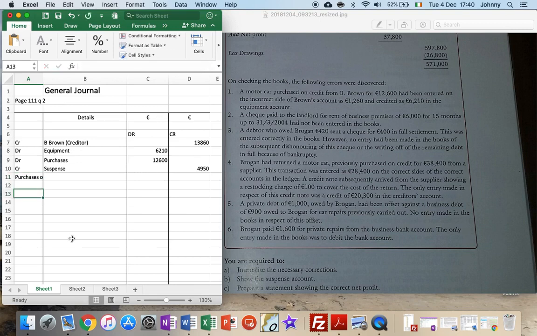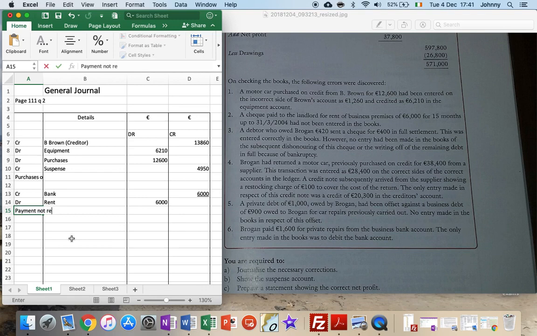Next one. Check paid to a landlord for rent of business premise, 6 grand, 15 months, had not been entered in the books. So that was not entered, so I wrote a check, so therefore it's bank. So that means credit, bank, and the amount is 6,000. Sorry, it's on the credit side of bank, so it's not on debit, so it's on the credit side. So therefore I should have 6,000 on the debit side, and that's an expense called rent. So that's debit.